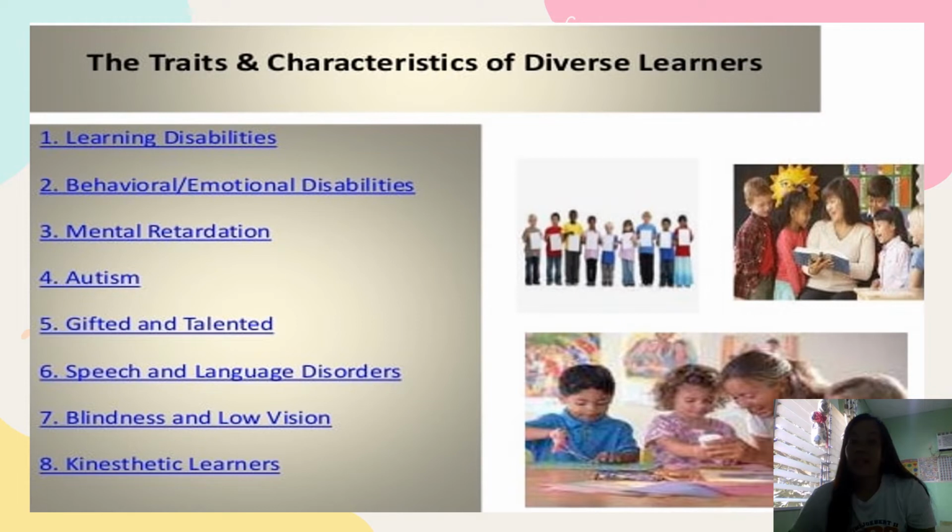So, what are the traits and characteristics of diverse learners? It can be learning disabilities, behavioral or emotional disabilities. It can be mental retardation. It can be autism. It can be gifted and talented. It can be speech and language disorders. It can be blindness and low vision, or the kinesthetic learners.